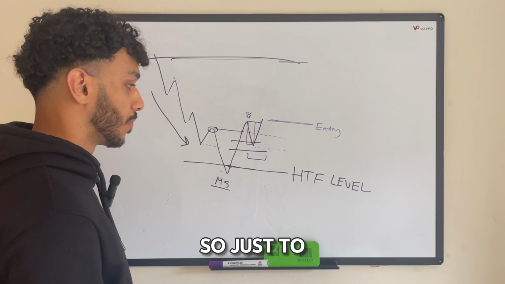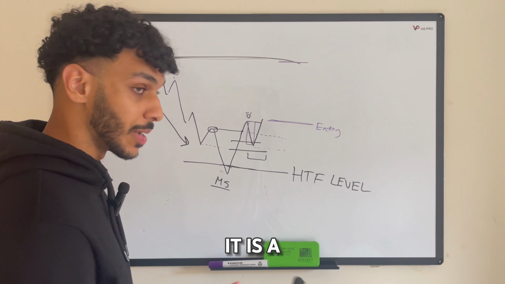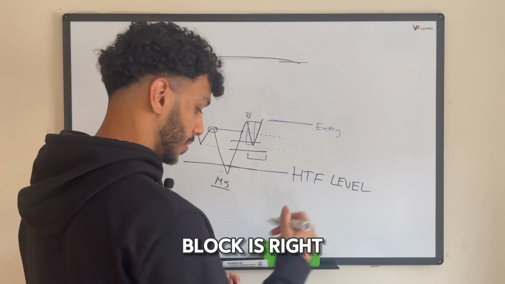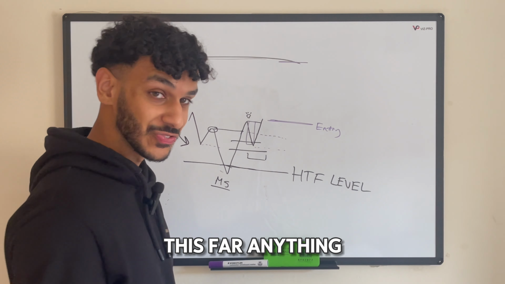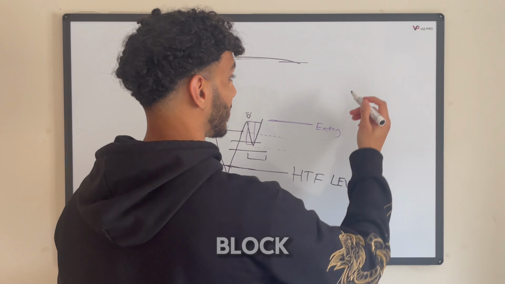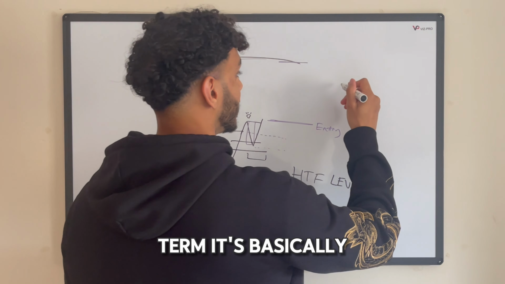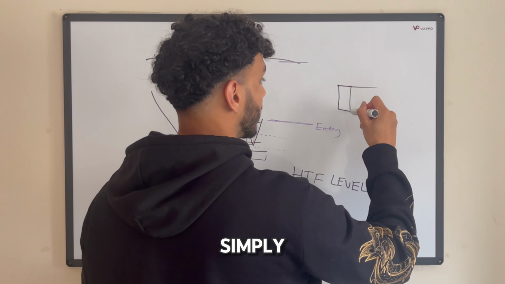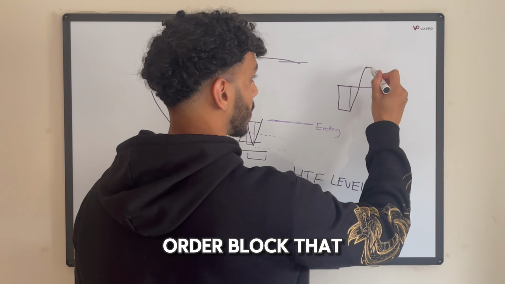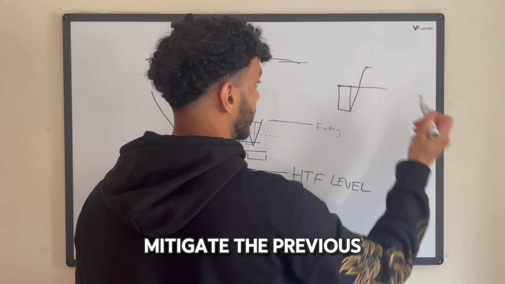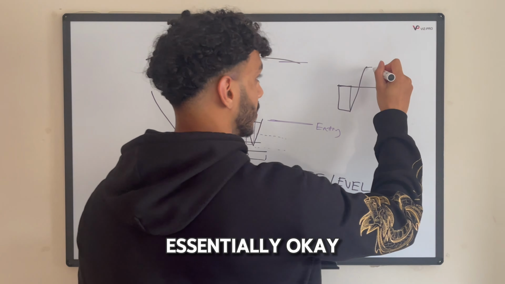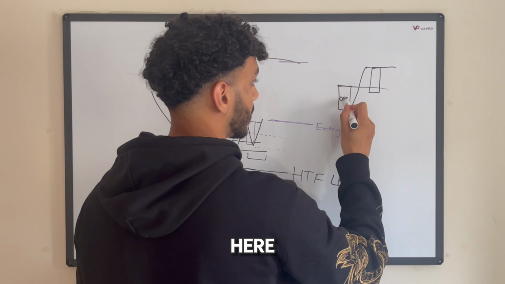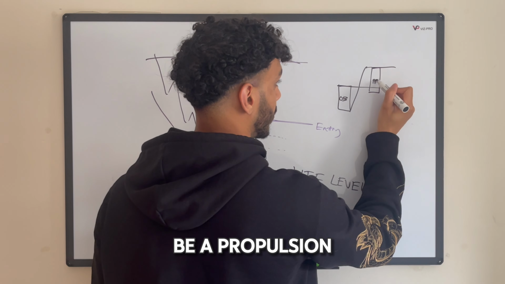Okay, so just to put a name on the entry model, it is a propulsion block style entry. If you don't know what a propulsion block is, if you've got this far and you think, what the hell is a propulsion block? It's an ICT term. It's basically an order block. To put it very, very simply, it's the order block that comes in to mitigate the previous order block, essentially. So, for example, let's say this is an OB here. This one's going to be a propulsion block here, right?